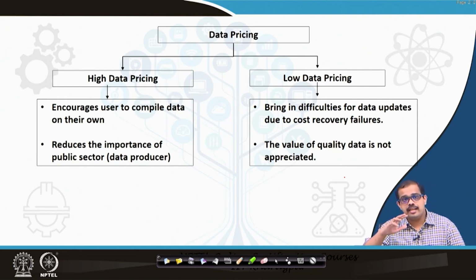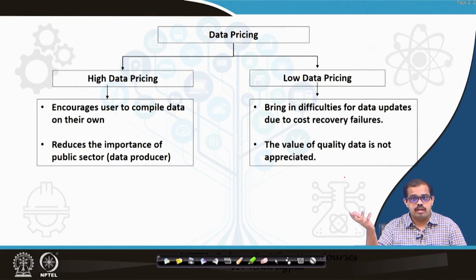And more importantly, it reduces the importance of any public sector or data producer, okay. That is why many of those companies which are commercially putting out the data may not be well known, because the data are extremely costly, which cannot be accessed by maybe a public agency or our academic or general public.